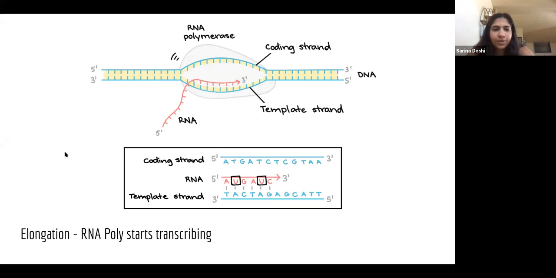So here we can see the actual coding that occurs. And so you have RNA polymerase, it binds to the coding strand. You'll notice it's going 3 to 5. Pretty much. Okay.